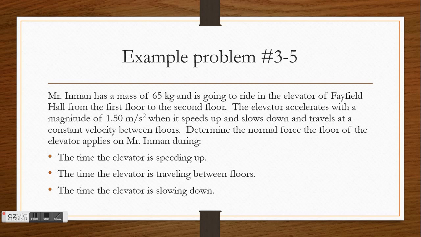When we get to the second floor, we have our third state of motion, which is the elevator slows down until it reaches a rest on the second floor. Also an acceleration, a negative acceleration, and we're also going to say that that acceleration is also a magnitude of 1.5 meters per second squared, so negative 1.5 meters per second squared.